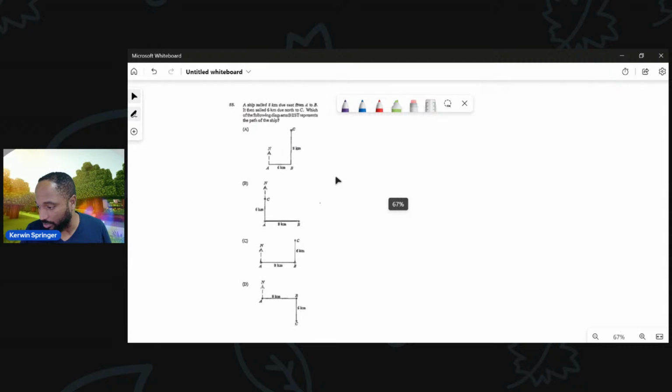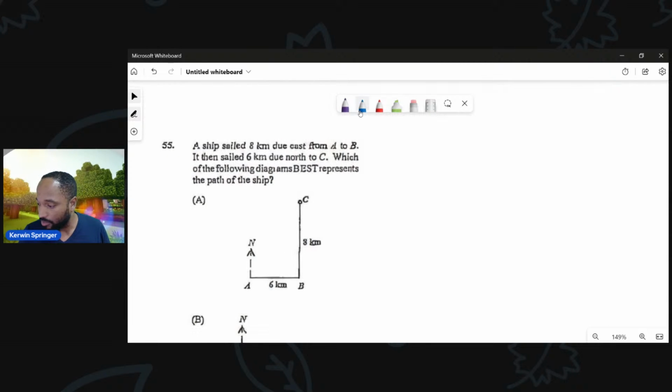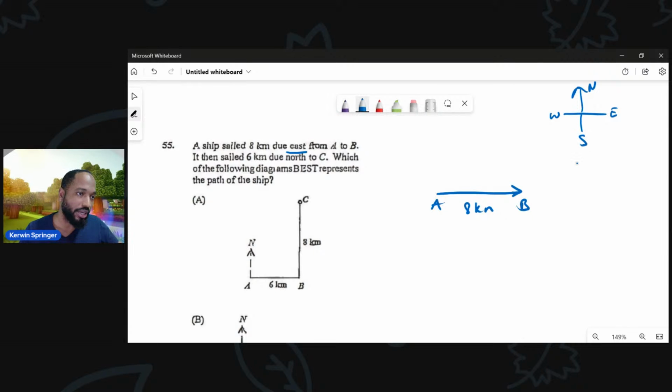So NBOSS sent me this bearings question, a popular bearing style. A ship sails 8 kilometers due east from A to B. So from A to B, I want to go east. This is an easterly way. This is how north, west and east look, and this is south. So west is on that side and east is on that side. So 8 kilometers due east.